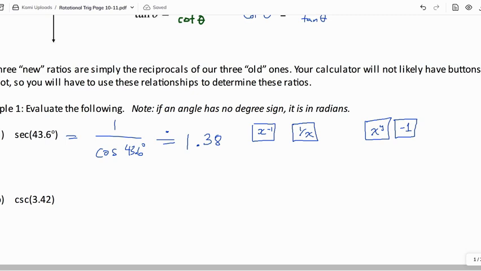Oh, so this is what you do. You've got the XY. You just, all I have to do. So you're gonna write information: cosecant 43, cosine 43.6, y to the x, -1.